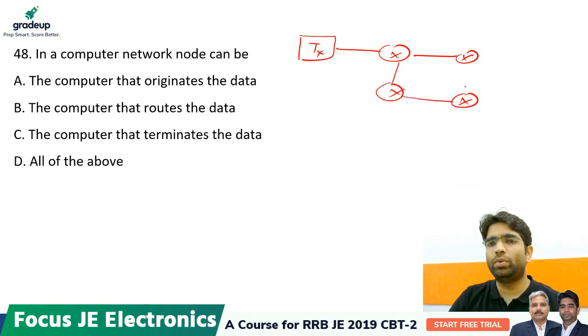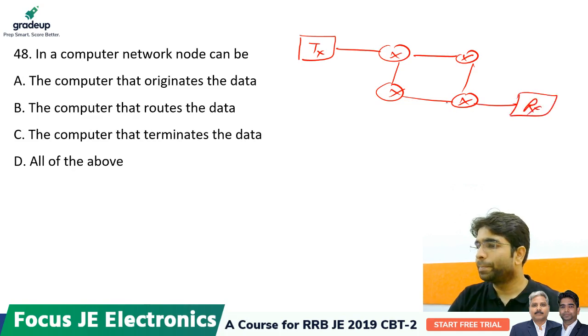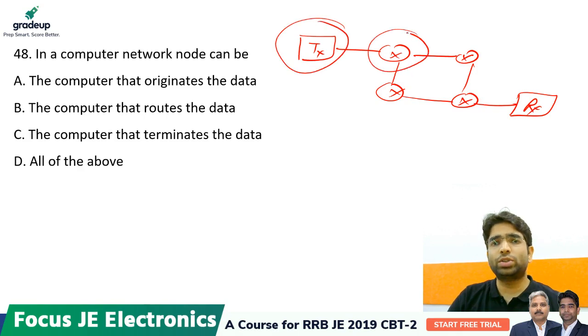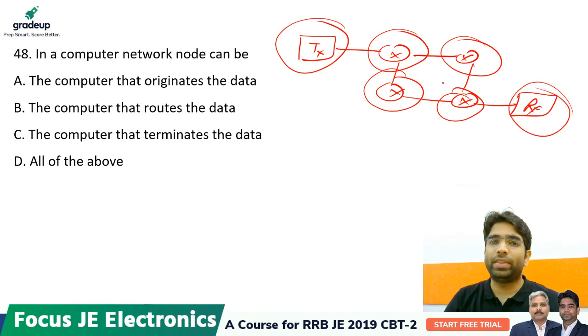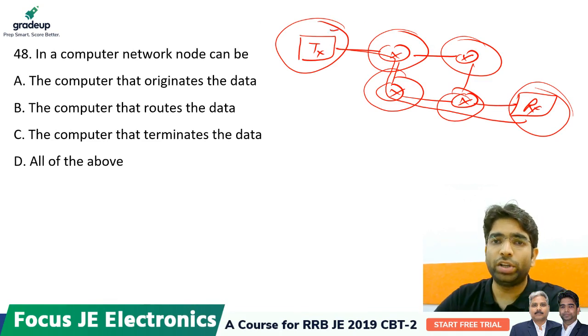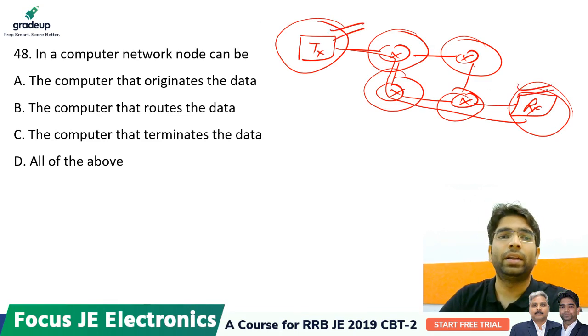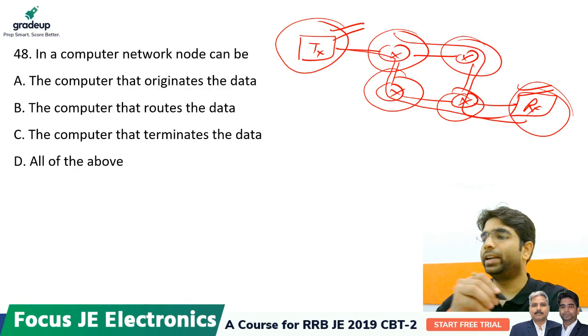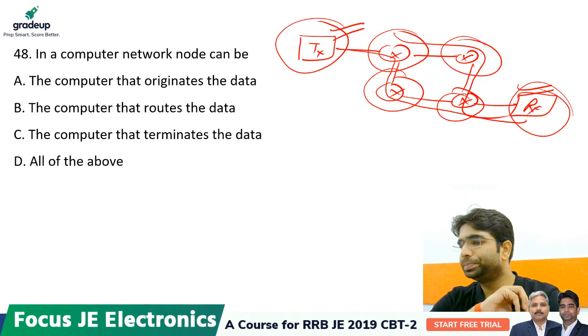Here there are different nodes, and here you are having a receiver. So it is also a node in a network. All these are nodes in a network. So data can be routed, and it is originating the data, terminating the data, and routing the data. Did you all get it?